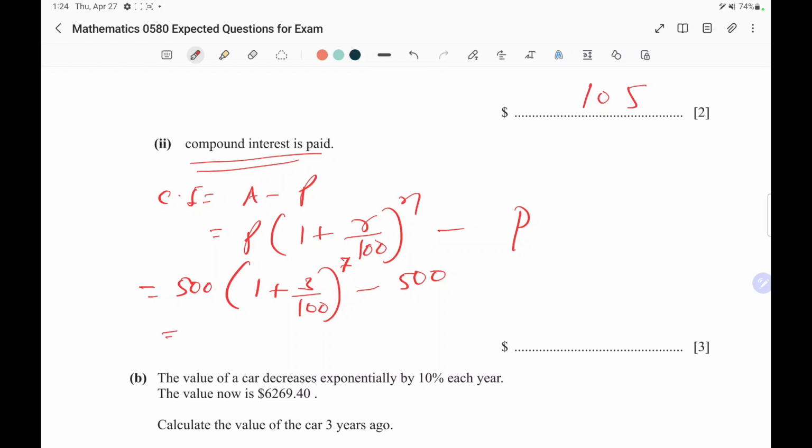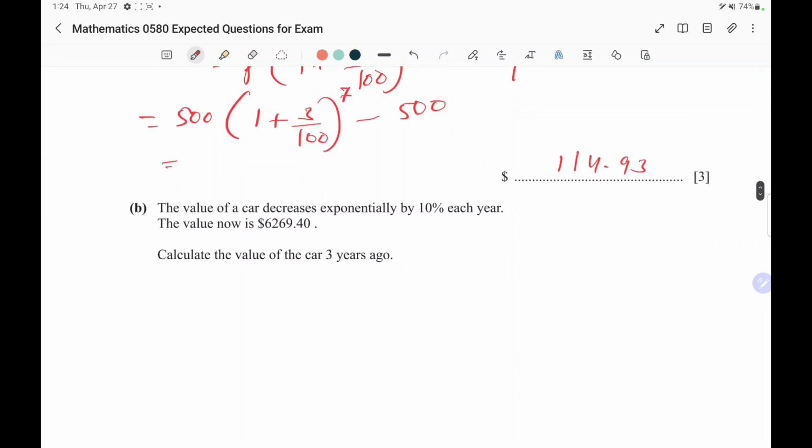So 500 times 1.03 to the power 7, I got 614.93, then minus 500, I got 114.93, or you can write 115. I've written 114.93.